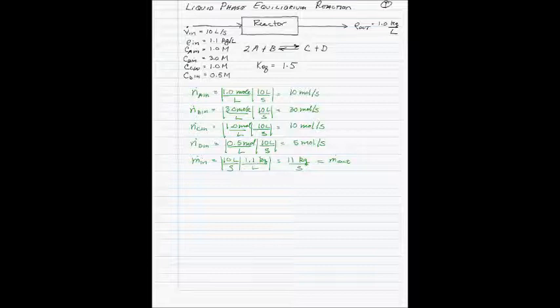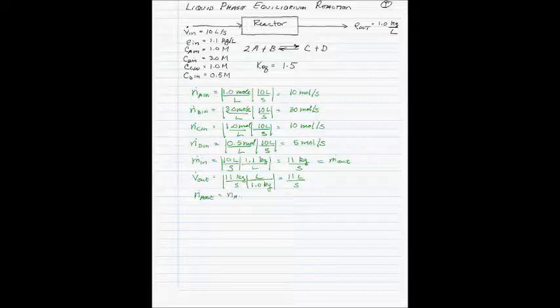We can calculate its volumetric flow rate by using that mass flow rate out of 11 kilograms per second and dividing it by the density of the outlet of the reactor, in this case 1.0 kilograms per liter. And we will determine that the volumetric flow rate leaving the reactor is 11 liters per second.